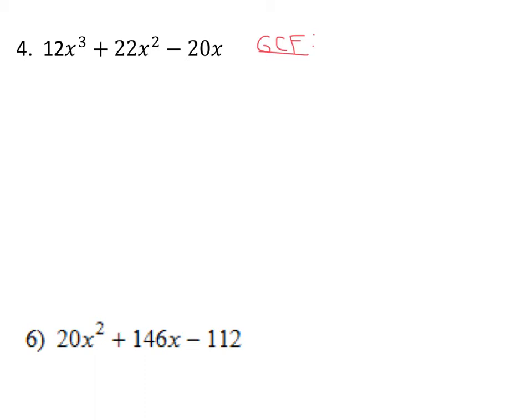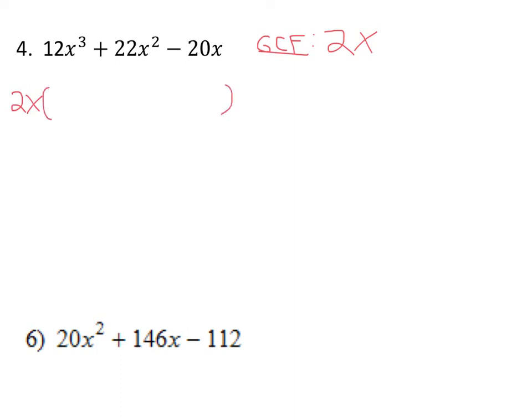If we look at number 4, with these numbers, 12, 22, and 20, the biggest number that goes into all of these is 2. So that's going to be part of the GCF. The other thing we notice is they all have x's, so we take the smallest one. So x is also going to be part of the GCF. Always do the GCF first. So I'm going to pull out the 2x.